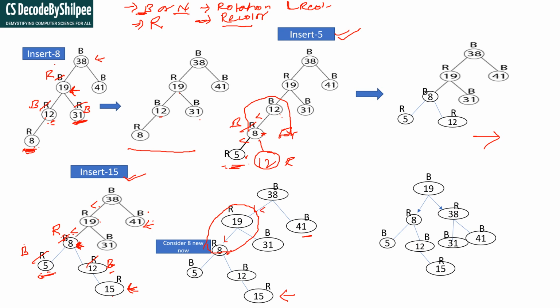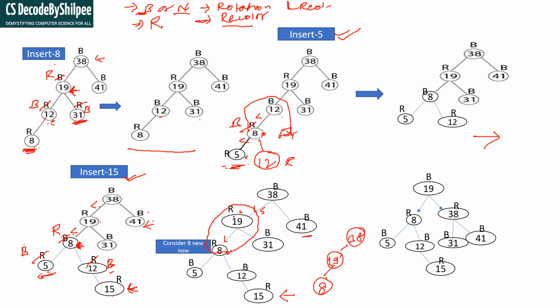This is the LL situation. If it is an LL situation, you perform a right rotation. So in the right rotation, what are you doing? You are performing it between the mid node and 38. So you are going to swap the color of 19 and 38. So 38 will come down. You are going to perform the rotation between 8, 19 and 38.